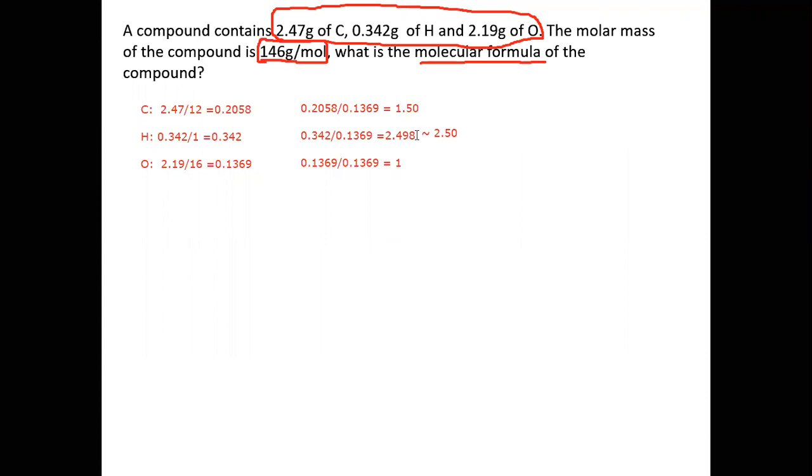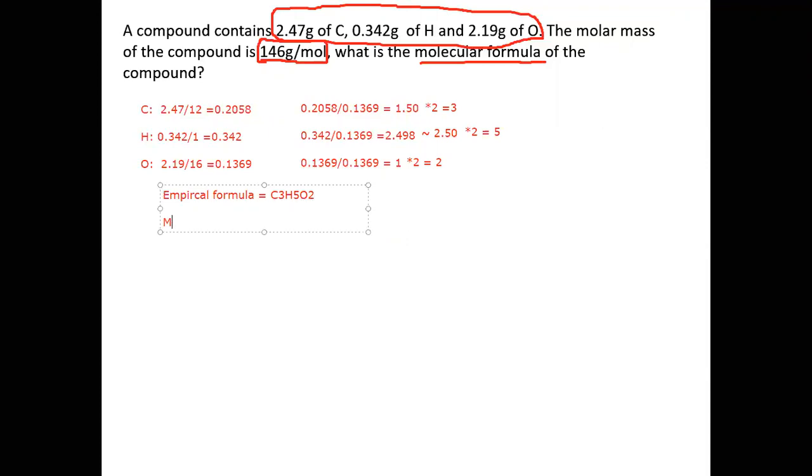So again, 2.498 you can round to 2.50. So we're going to multiply each one by 2. And you got to make sure to multiply oxygen by 2 as well. So the empirical formula is C3H5O2.